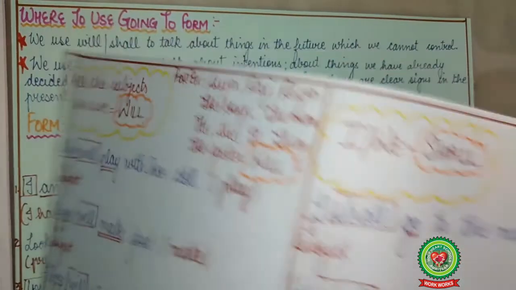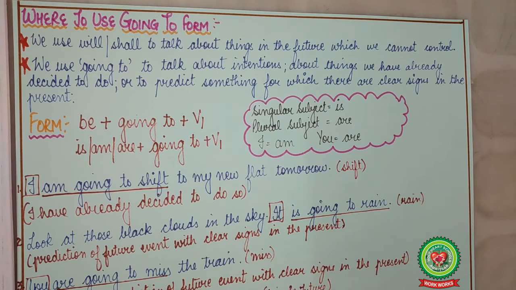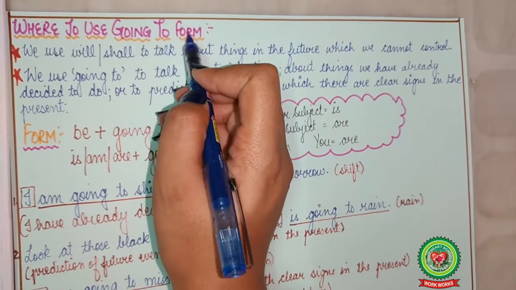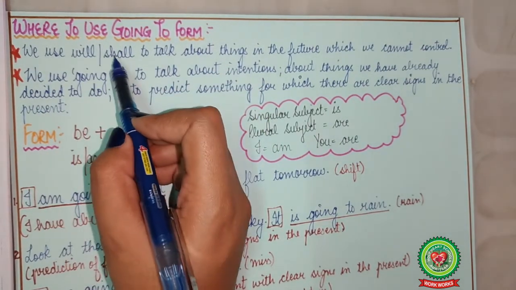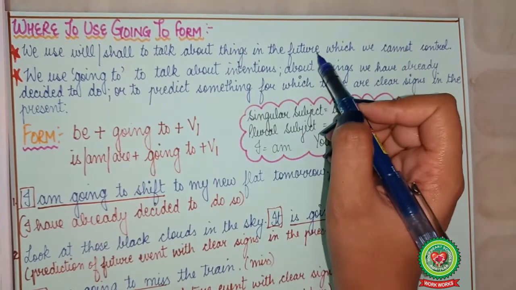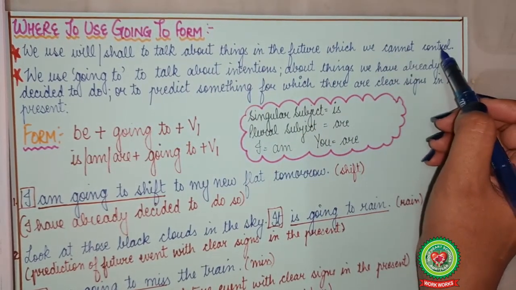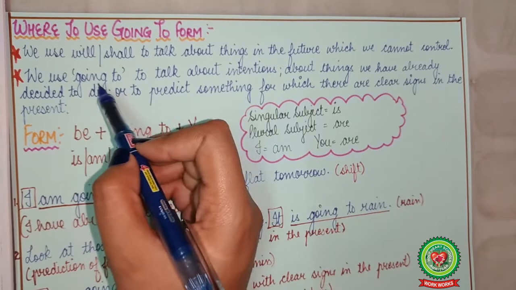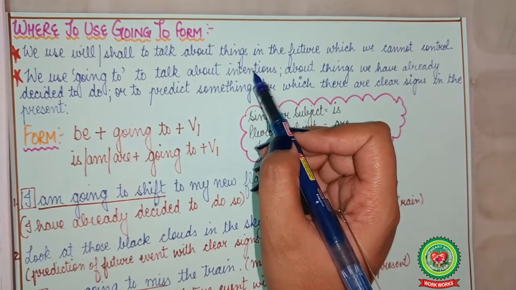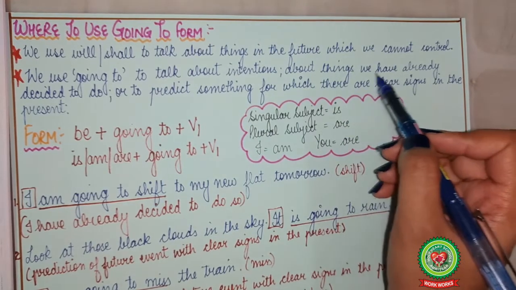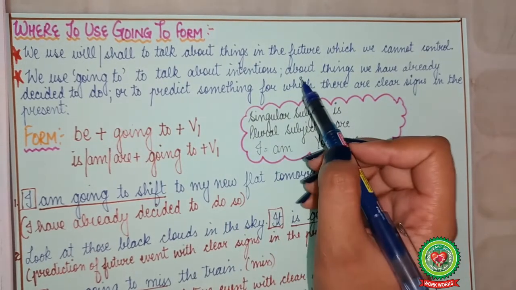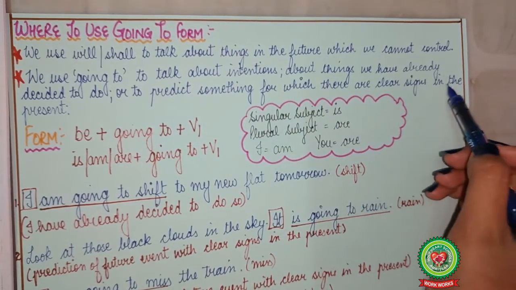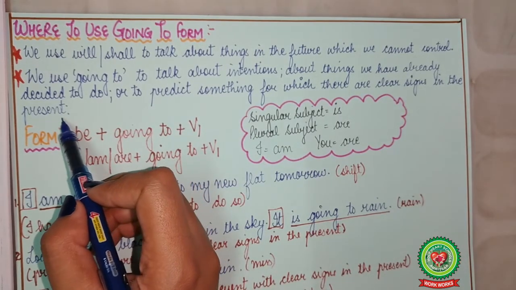Now there is another way to express future tense by using going to form. Now where to use going to form? We always use will and shall to talk about the things in the future which we cannot control, as we have already discussed. But we use going to talk about intentions, about the things we have already decided to do, or to predict something for which there are clear signs in the present.